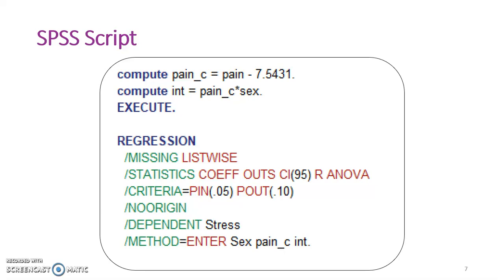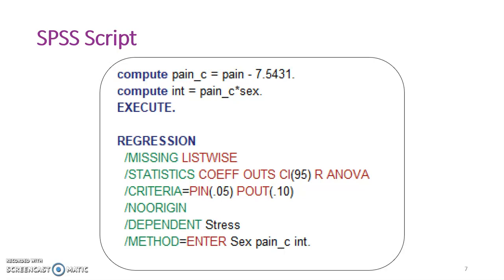The second thing we need to do is compute another new variable. And so we actually manually compute the interaction to include in a regression. And we do this with that second statement here. It says compute int equals pain underscore c times sex. So I have created the centered pain variable, and then sex is what my sex variable is called in SPSS. So I'm computing this new variable, interaction, or int, that's the product of centered pain and sex. I'm then going to use that in regression.